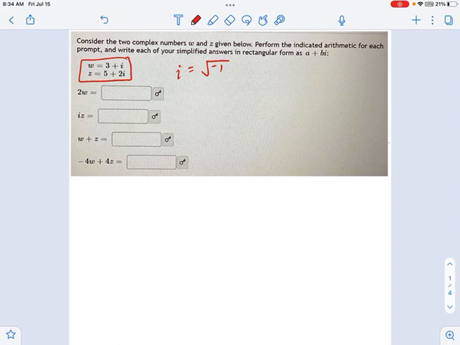So in this first example, I have 2 times w. Well, you just multiply each part of w times 2. So this becomes 6 plus 2i. All right, so if you treat them like a polynomial, you will get through this problem just fine.